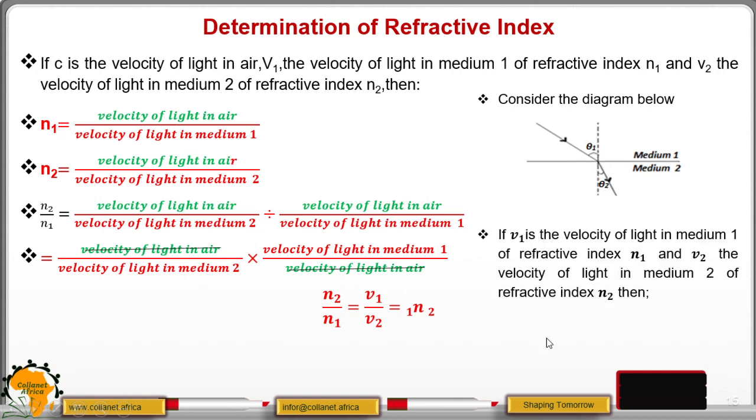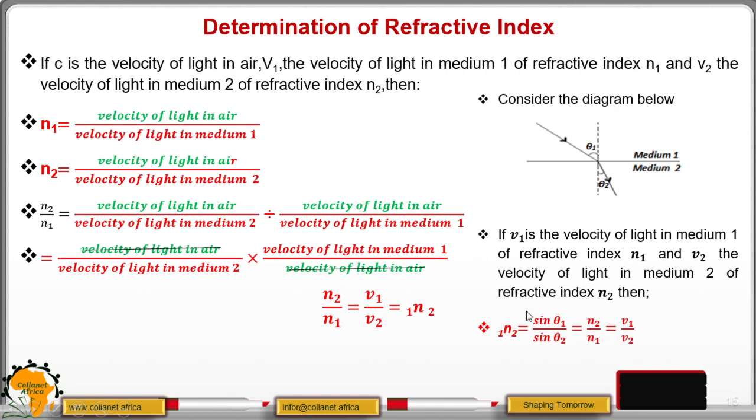Now we can consider this diagram where i is equal to theta 1 and r is equal to theta 2. If you want to get the refractive index of medium 2 with respect to medium 1, this will be given by sine theta 1 over sine theta 2. But this refractive index of medium 2 with respect to 1, we have seen is the same as n2 divided by n1, which is the same as v1 over v2.